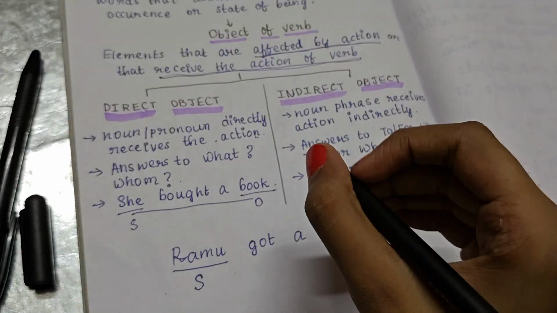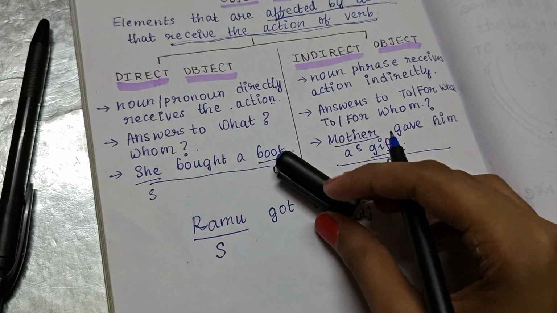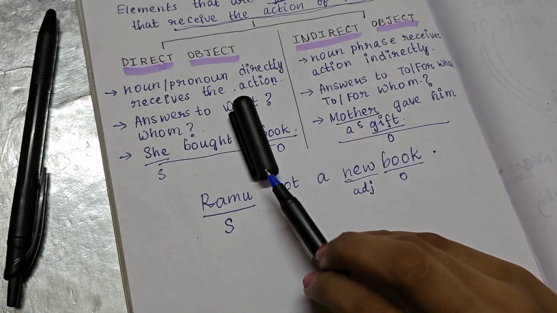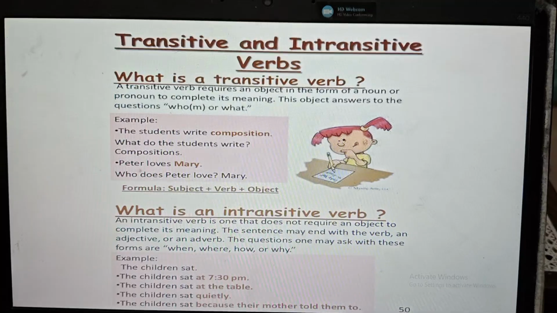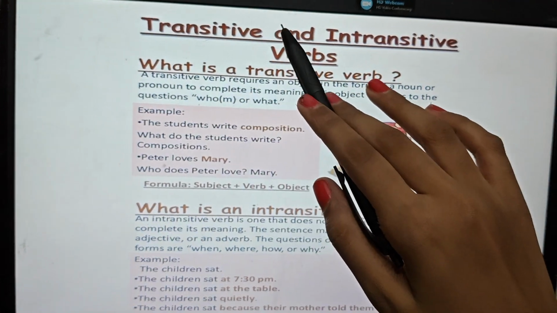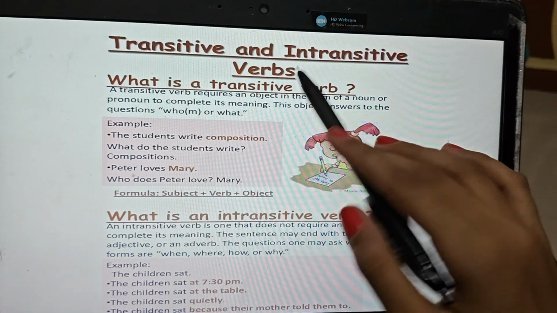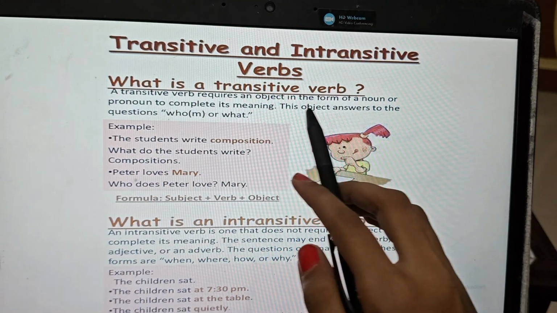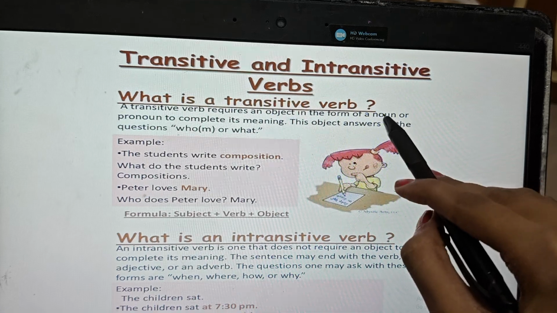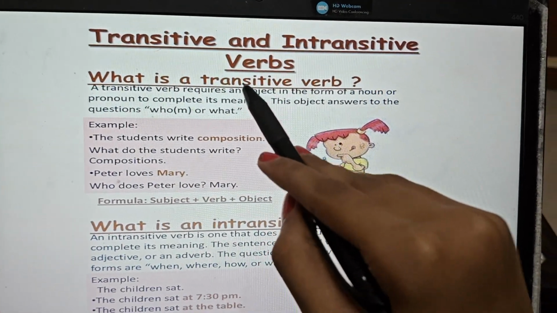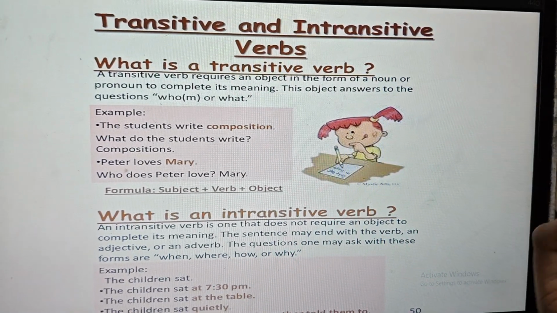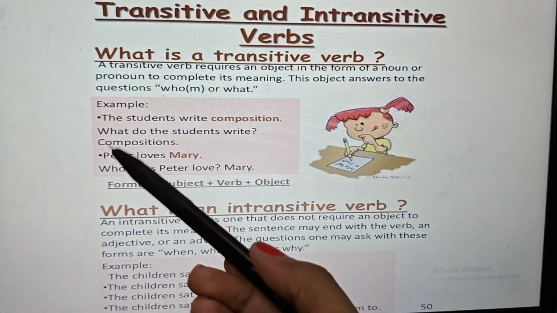Now let's move on to the very main topic, which is transitive and intransitive verbs. So this is a bit tricky, guys, so be sure you watch until the end of the video. Okay, so guys, now let's see about transitive and intransitive verbs. So first let's see about transitive verb. A transitive verb requires an object in the form of a noun or a pronoun to complete its meaning. This object answers the questions whom or what. So what does this mean? Let's take an example.